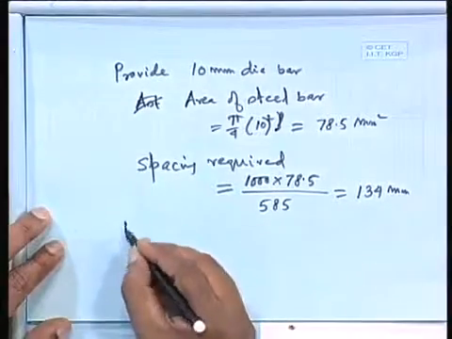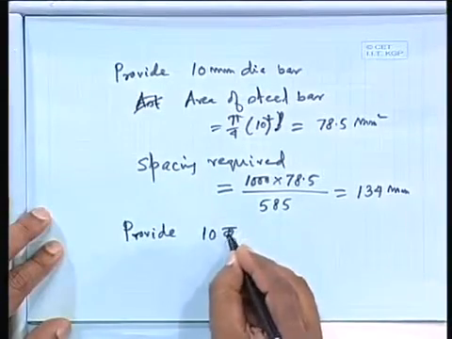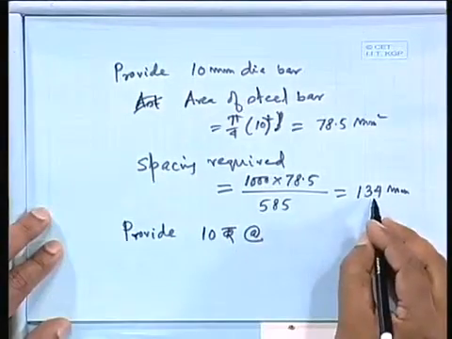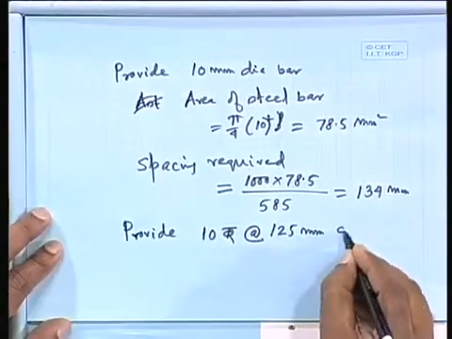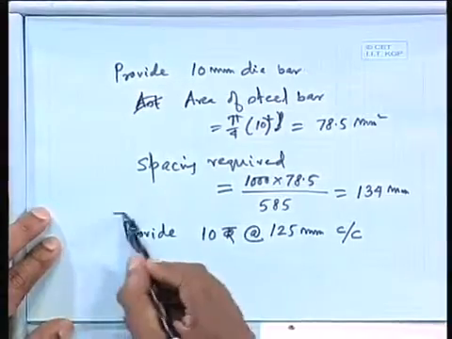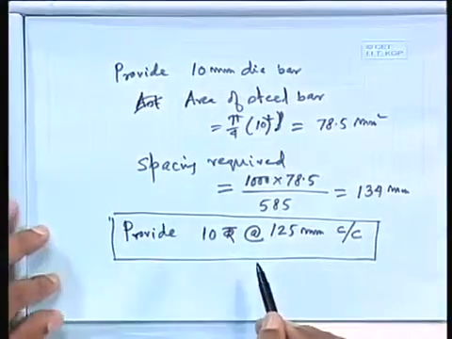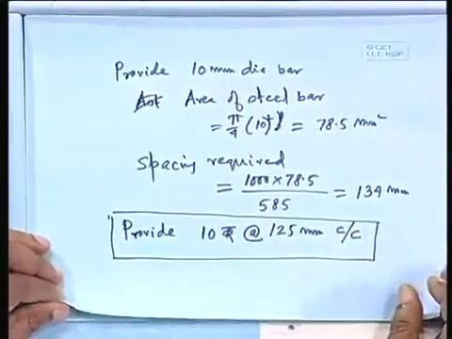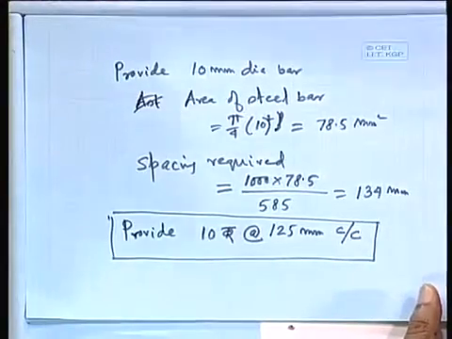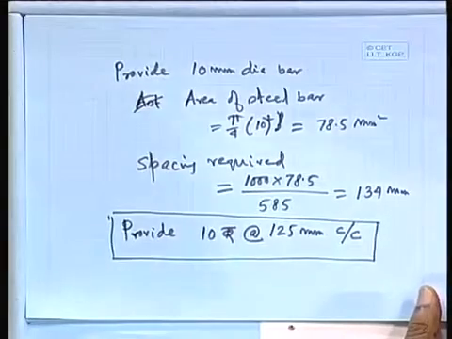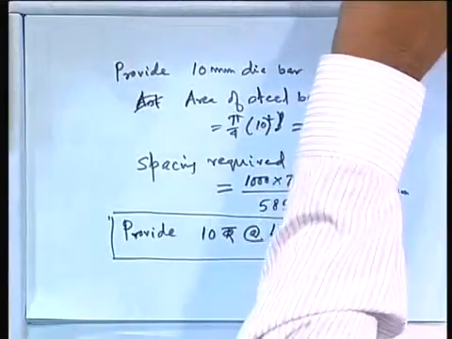Let us provide 10 Tor at the rate of 134. We can provide 130 also. Let us provide 125 millimeter center to center. So this is the reinforcement in the shorter direction that you have to provide, that is 10 Tor at the rate of 125 millimeter center to center. What about the longer side? In the longer side we have to provide, we are having moment in that direction, that is 16.372512.